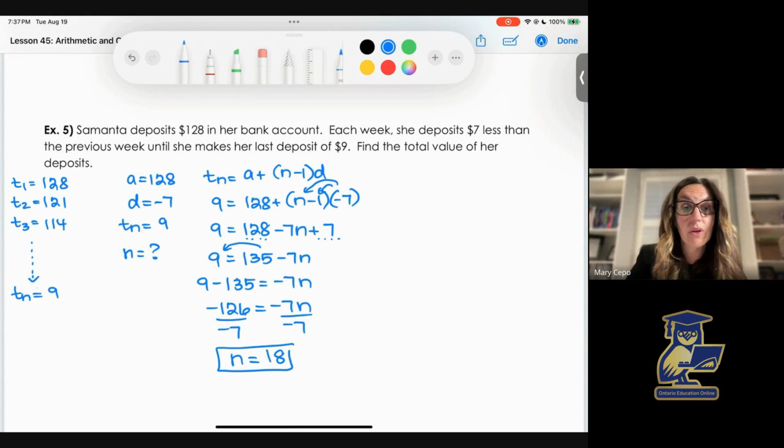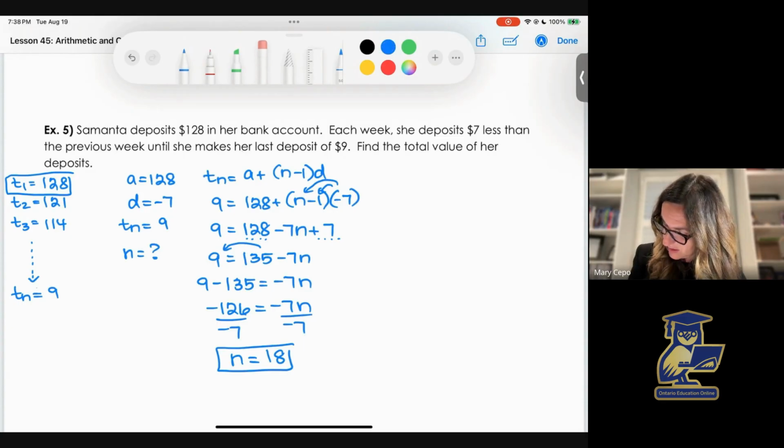Okay, so now that we know she's made a total of 18 deposits, we can figure out the sum of the total value of her deposits. Now again, we have the first term, t sub 1, and we also know now that we can change the last term to t sub 18.